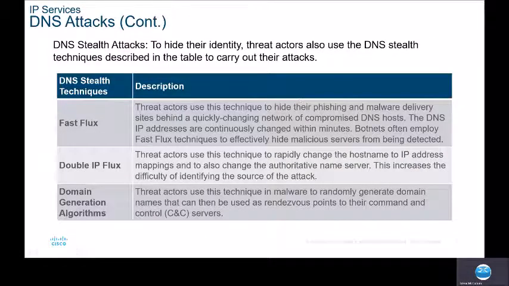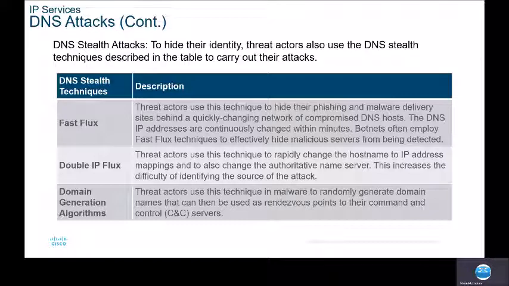All right, stealth attacks. To hide their identity, threat actors can use DNS stealth attack techniques described in the table to carry out their attack. So fast flux is where they use a technique to hide their phishing and malware delivery sites behind a quickly changing network of compromised DNS hosts. The DNS IP addresses are continuously changed within minutes. Botnets often employ fast flux techniques to effectively hide malicious servers from being detected. Double IP flux uses the technique to rapidly change the host name to IP address mappings and to also change the authoritative name server. This increases the difficulty of identifying the source of the attack.